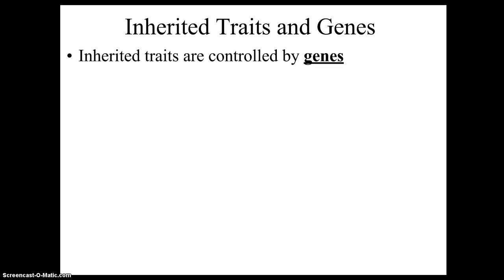Okay, inherited traits are controlled by genes. All humans contain the same genes. And what I mean by that is all humans have a gene for hair color. All humans have a gene for the texture of their hair. All humans have a gene for blood type. All humans have genes for how tall they're going to be. So we all have the same genes because we're human. And those genes work in a certain way to give all the characteristics that make us human. But we're not all exactly the same.